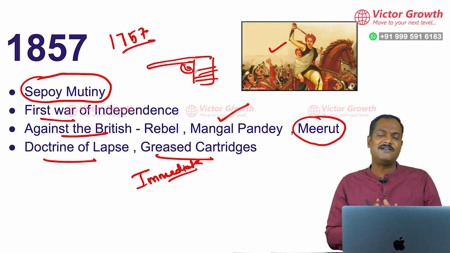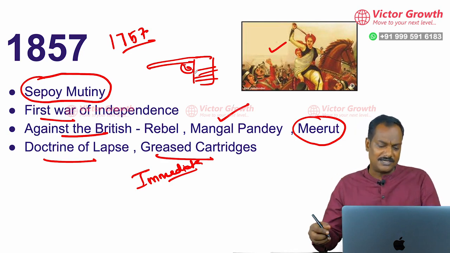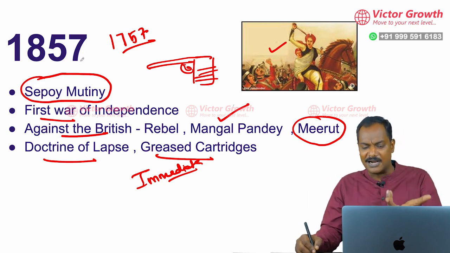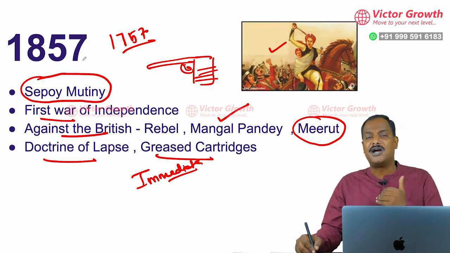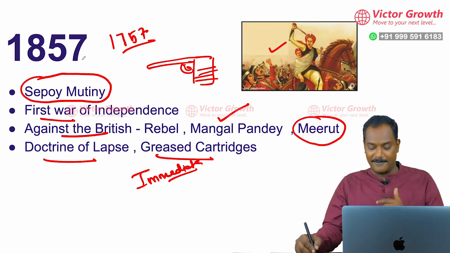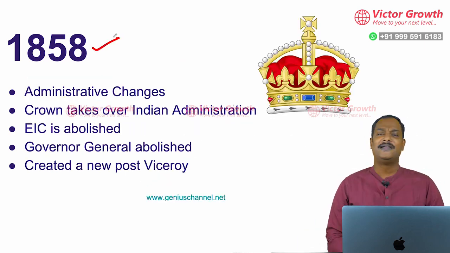So 1857 means it's the first war of independence against the British. Soldiers started. Later, a lot of kings also joined. I told you Rani Lakshmi Bai, Nana Sahib, Tantia Tope. At last they made Bahadur Shah Zafar the Emperor of India. We'll go to the next year.